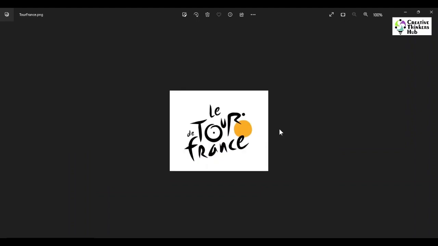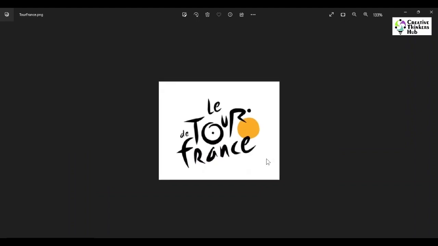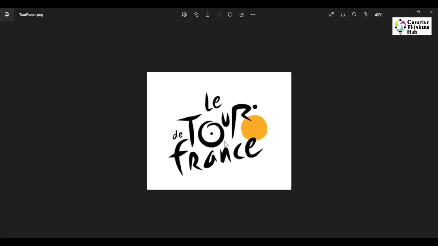This is Le Tour de France. Over here, if you can see, the cyclist is also present in the logo itself. So that means that this is a cycling event, and the yellow symbol shows that the race takes place only during the day and not at night. So this is about Le Tour de France.